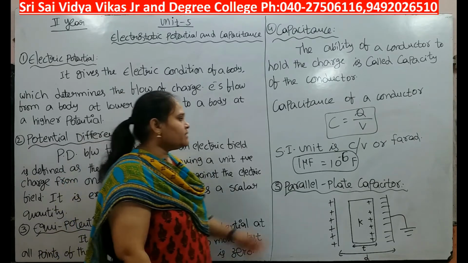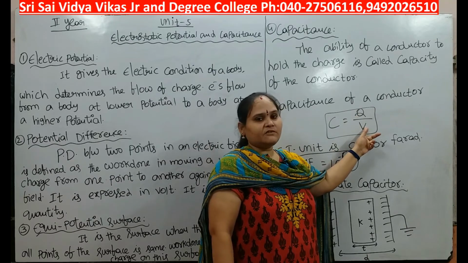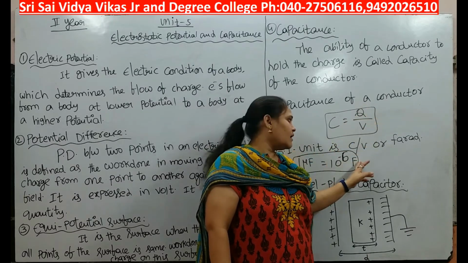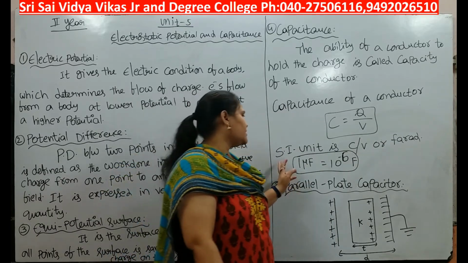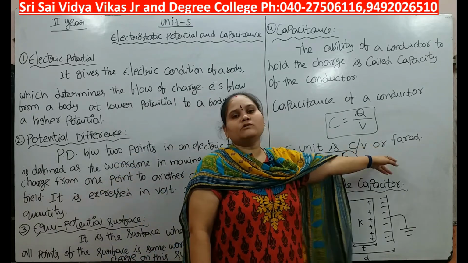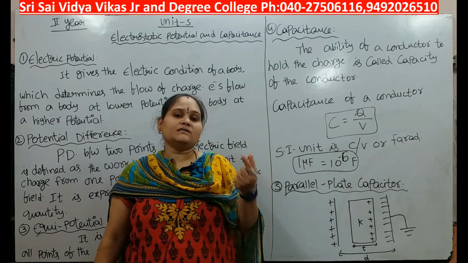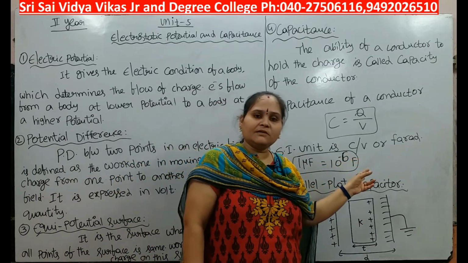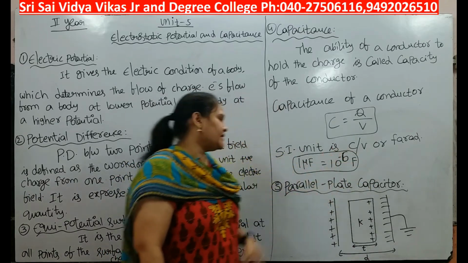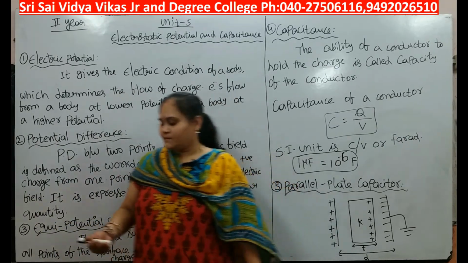Next, its unit. Charge is measured in coulombs and voltage is measured in volts. So the SI unit is coulomb per volt, or farad, like 1 microfarad, 2 farad, 3 farad. And 1 microfarad, where micro means 10 to the power of minus 6, is equal to 10 to the power of minus 6 farad. Next we will discuss the parallel plate capacitor.